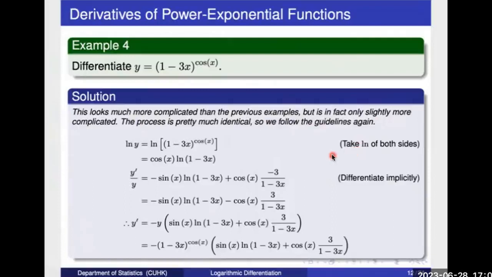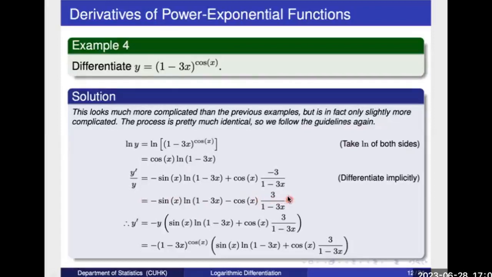We will take the natural logarithm of both sides to get natural logarithm of y equals natural logarithm of 1 minus 3x raised to the power of cosine of x. This equals cosine of x times natural logarithm of 1 minus 3x. Differentiate both sides implicitly with respect to x to get y prime divided by y equals negative sine of x times natural logarithm of 1 minus 3x plus cosine of x times negative 3, divided by 1 minus 3x.